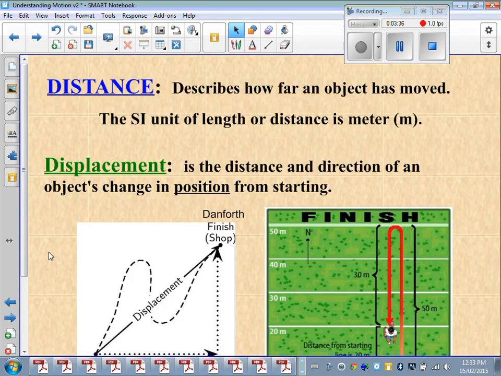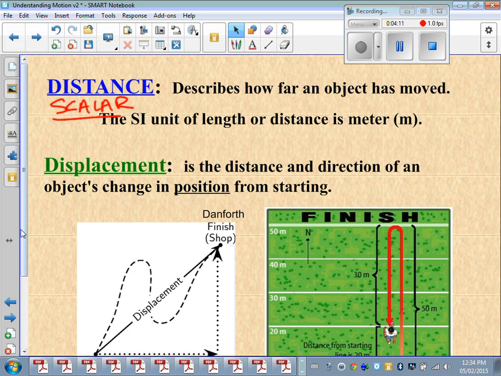First one that we look at is distance. When we talk about motion, we need to talk about distance. Distance describes how far an object has moved. The SI, or scientific unit of length, is the meter, not the kilometer, not the centimeter, the meter. The distance, you'll notice, is just describing how far an object has moved. We don't care about direction, therefore distance is a scalar quantity. So distance is scalar because there is no direction. So it's a scalar quantity.